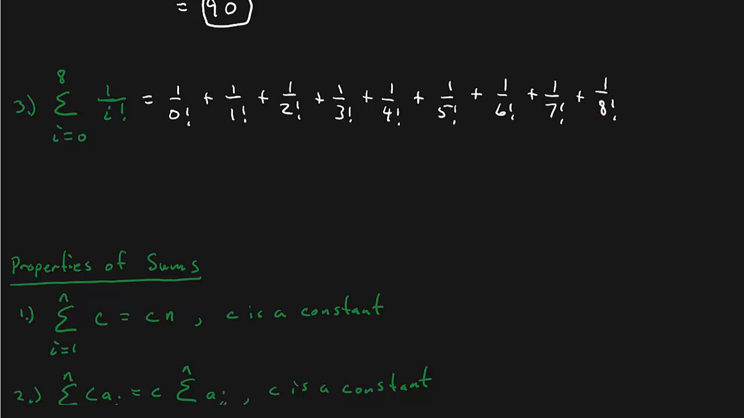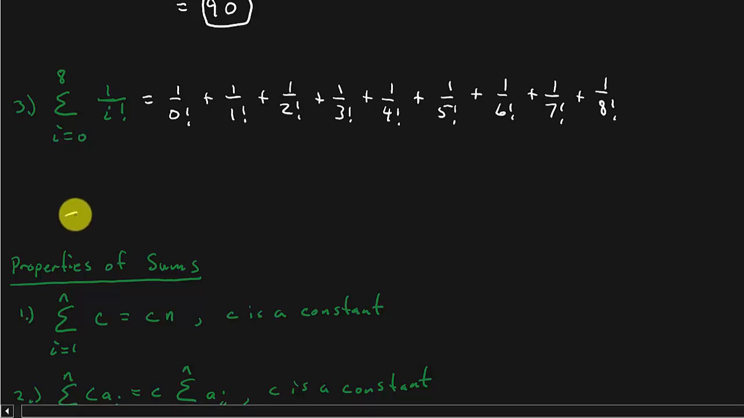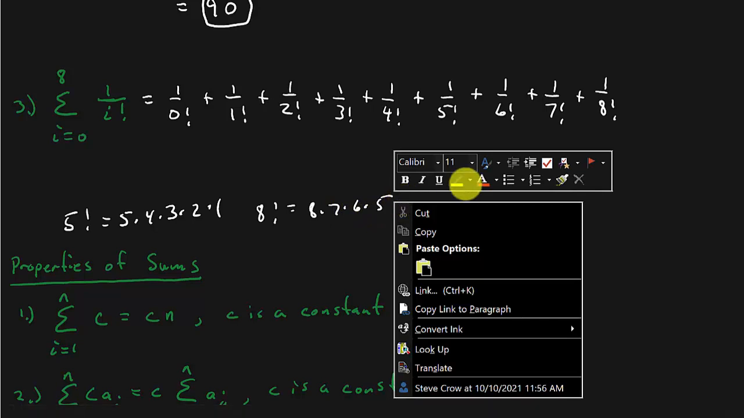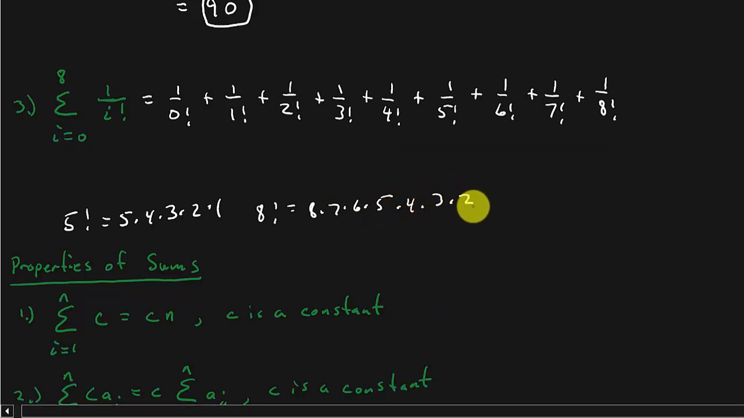All right, now, some of you may know what factorial means, some of you may not. By definition, 0 factorial is 1. 1 factorial is 1. Now, let's just look at the 5. So 5 factorial is just equal to 5 times 4 times 3 times 2 times 1. If we had 8 factorial, that's 8 times 7 times 6 times 5 times 4 times 3 times 2 times 1.